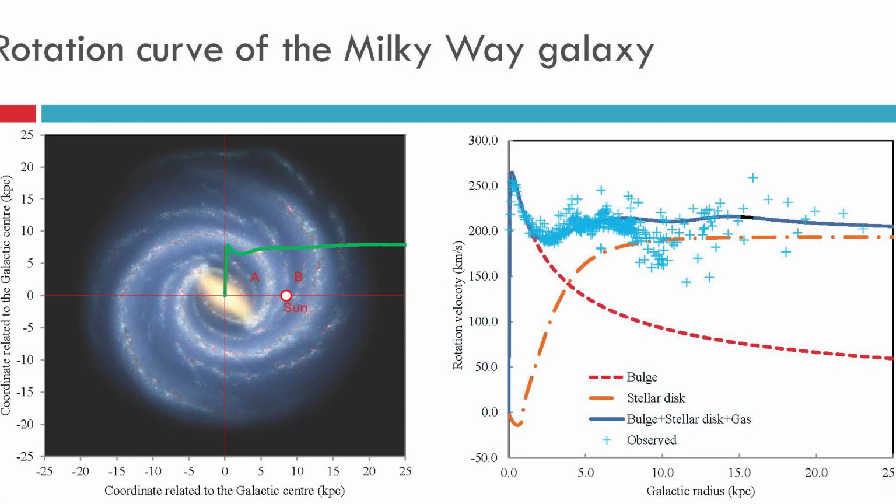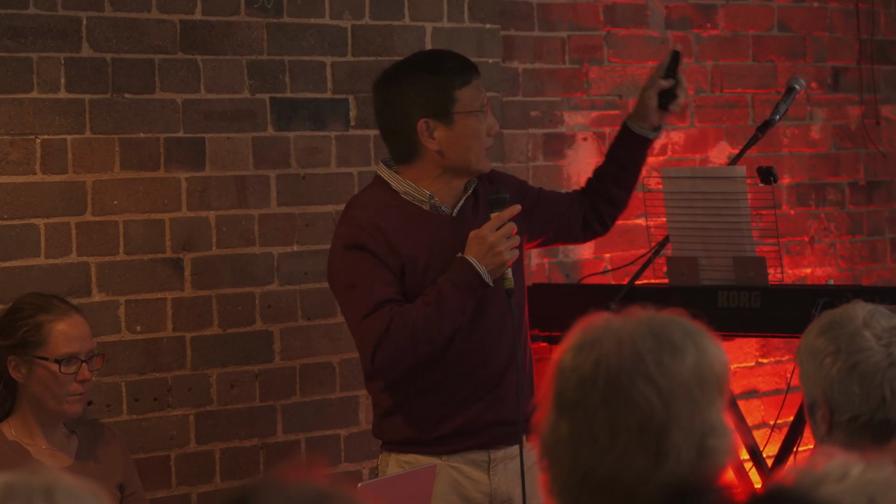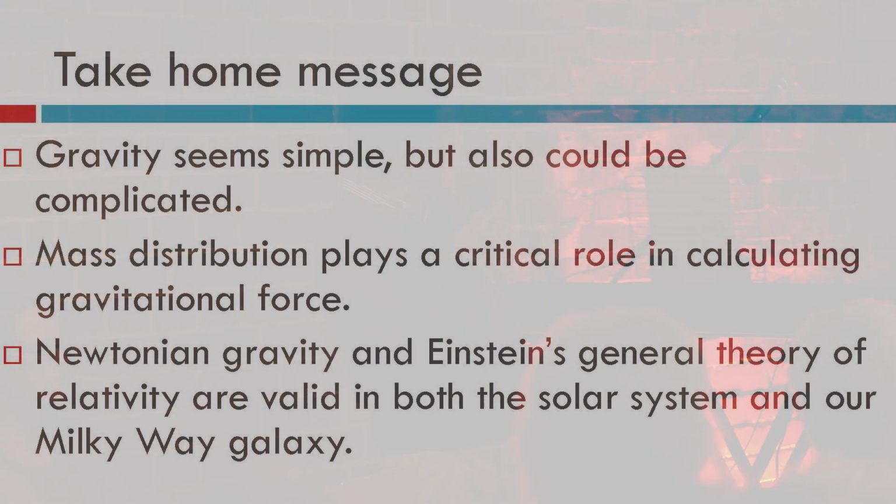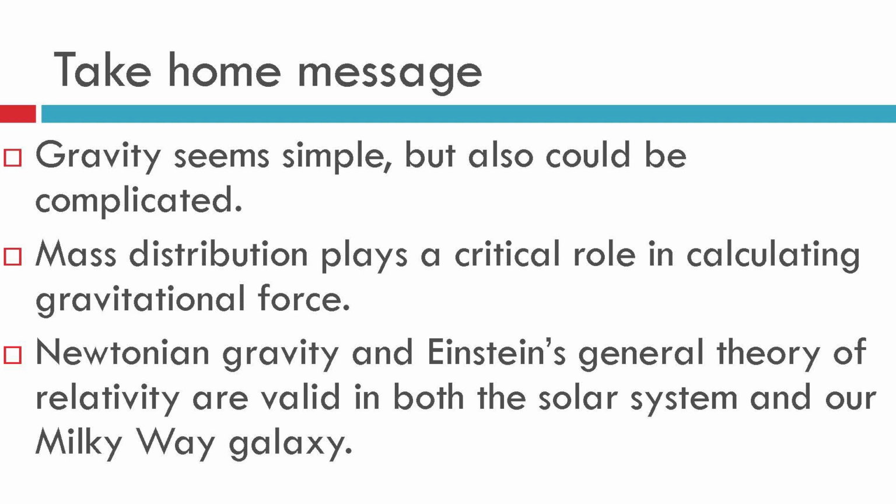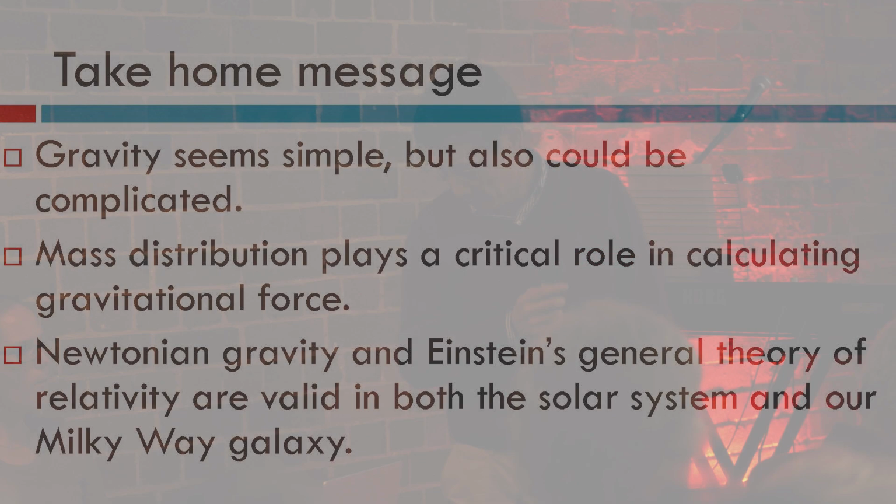So if you apply this non-spherical model, you get this flat rotation curve. According to this calculation, there is no mass missing, at least in our Milky Way. So the take-home message is that gravity looks simple, but it's really complicated. Okay, thank you very much.